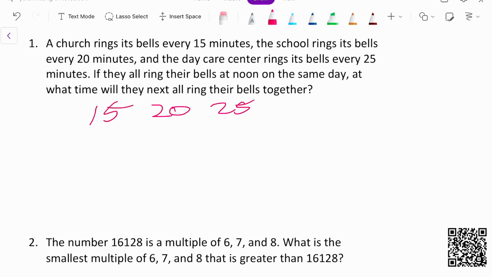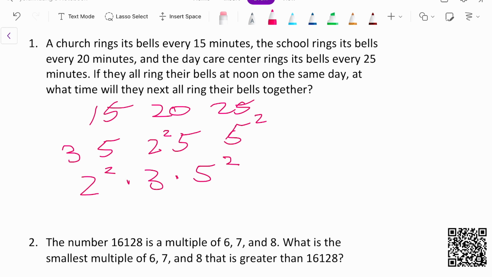So you know that 15 is 3 and 5. 20 is 2 to the power of 2, which is 4, and 5. And then 5 to the power of 2 is equal to 25. So now to find the least common multiple, you need to pick out the largest number from all of your selections and then use that and multiply it with everything else. So we got 2 to the power of 2, because that's the only 2 you have, multiplied by 3, multiplied by 5 to the power of 2, because 5 to the power of 2 is the greatest one you have.